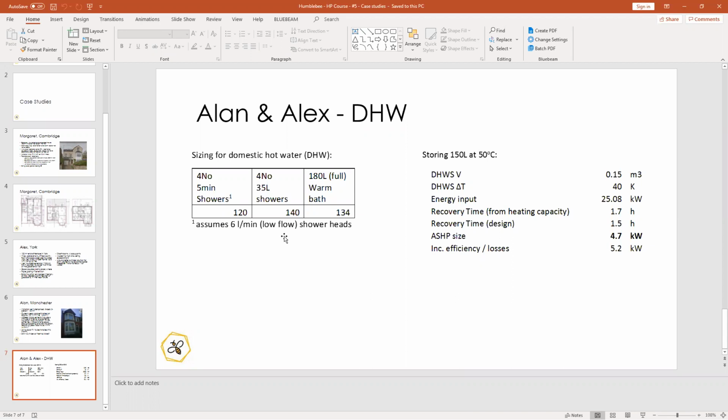So using that little calculator or doing it this way, whichever, then you can see what you're getting. Can you explain the energy input? I couldn't understand that figure. That's just your mass times your specific heat capacity times your delta T. Is that kilowatts or kilowatt hours? That should be kilowatt hours. You're right.